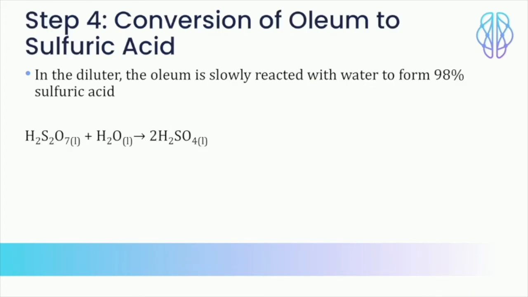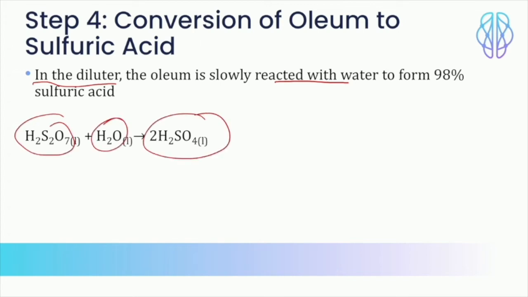So this is where the crux of using oleum comes in, and then in step 4 of the final process, we convert that oleum to sulfuric acid. So in effect we're using sulfuric acid to make more sulfuric acid, right? So in the diluter, the oleum is slowly dripped and reacted with water to form 98% pure sulfuric acid. So oleum is reacting with water and giving you 2 sulfuric acid molecules.